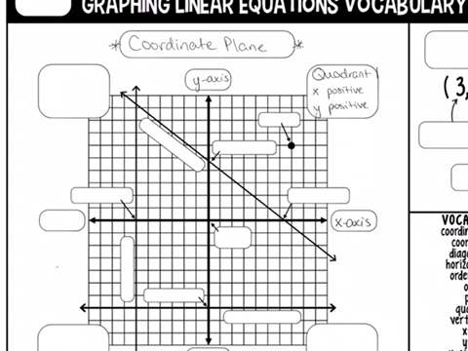Okay, and then we're going to rotate in a counterclockwise fashion, and we're going to go to the left, and this next quadrant is called quadrant 2. And in this one you'll see that the y's are still positive, but in this case your x's are negative.